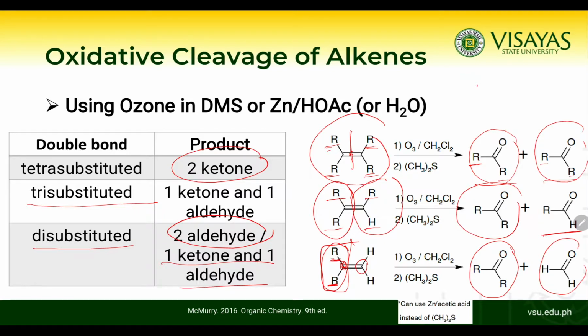It is also possible to form two aldehydes. What if the di-substitution of our carbon-carbon double bond is like this? We have R here and we have one alkyl substituent for each carbon of the carbon-carbon double bond. So, when we cleave this, this one will be an aldehyde. The other group is also an aldehyde. So, it depends on the substitution of the double bond. Okay? So, remember that.